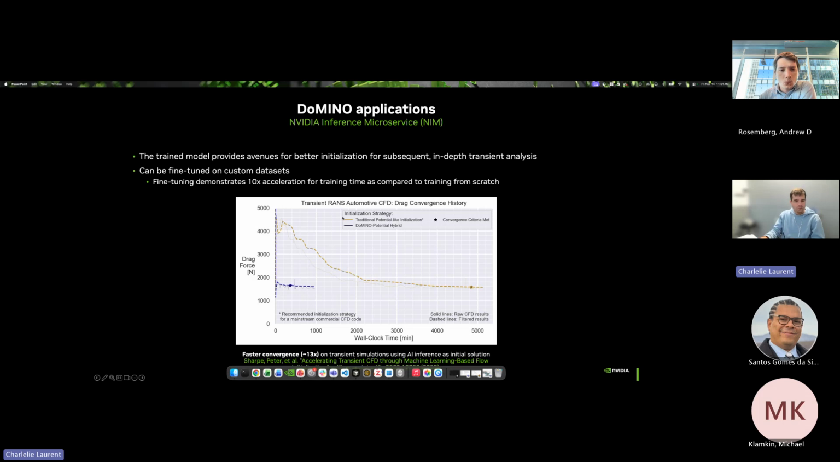And actually, in yellow there is the traditional simulation without any kind of smart initialization, the same way that a CFD engineer in a car manufacturer company would do it. And in blue, this is the same simulation using the DoMINO initialization. So there is a speed up of 30 times. So that's a nice application of those things, where we can build some kind of hybrid solvers.